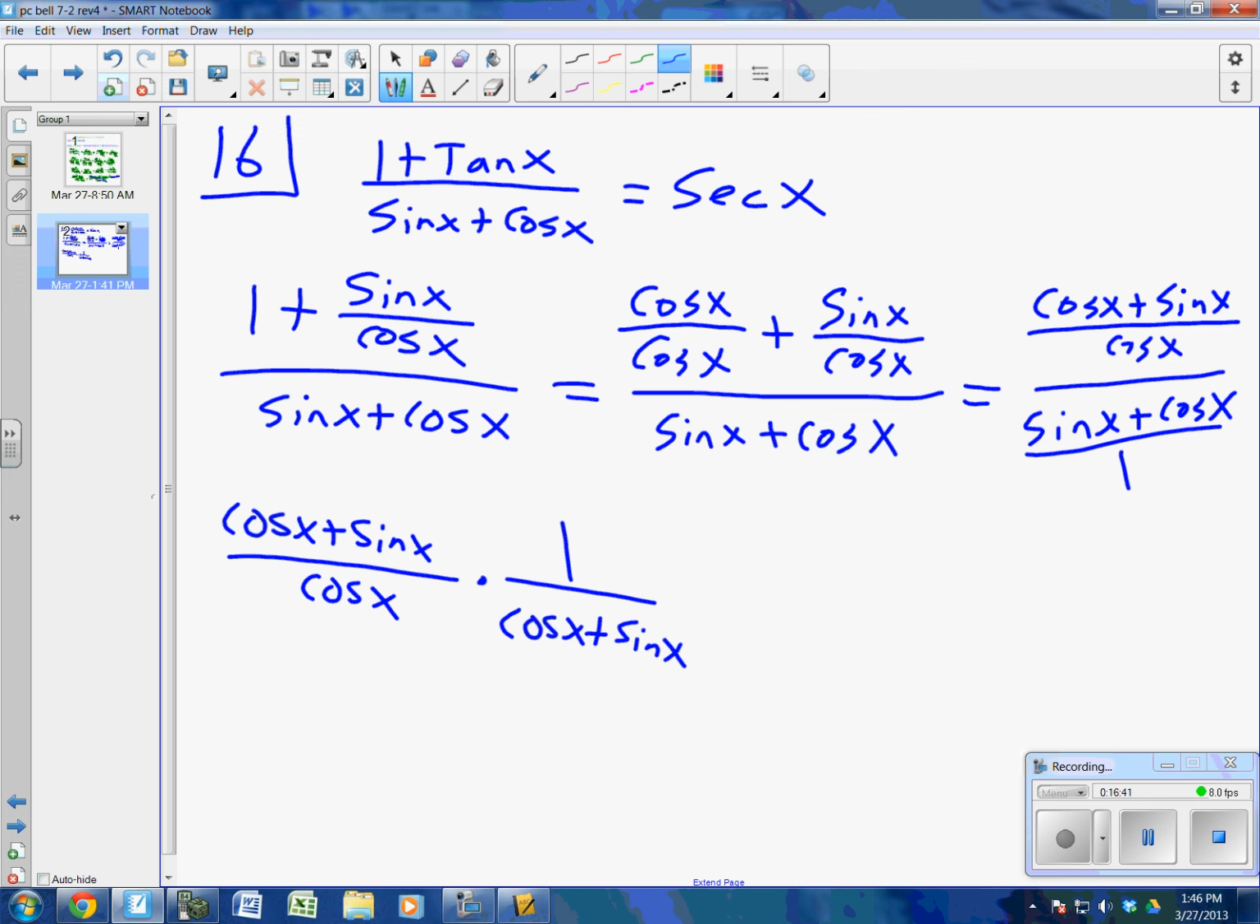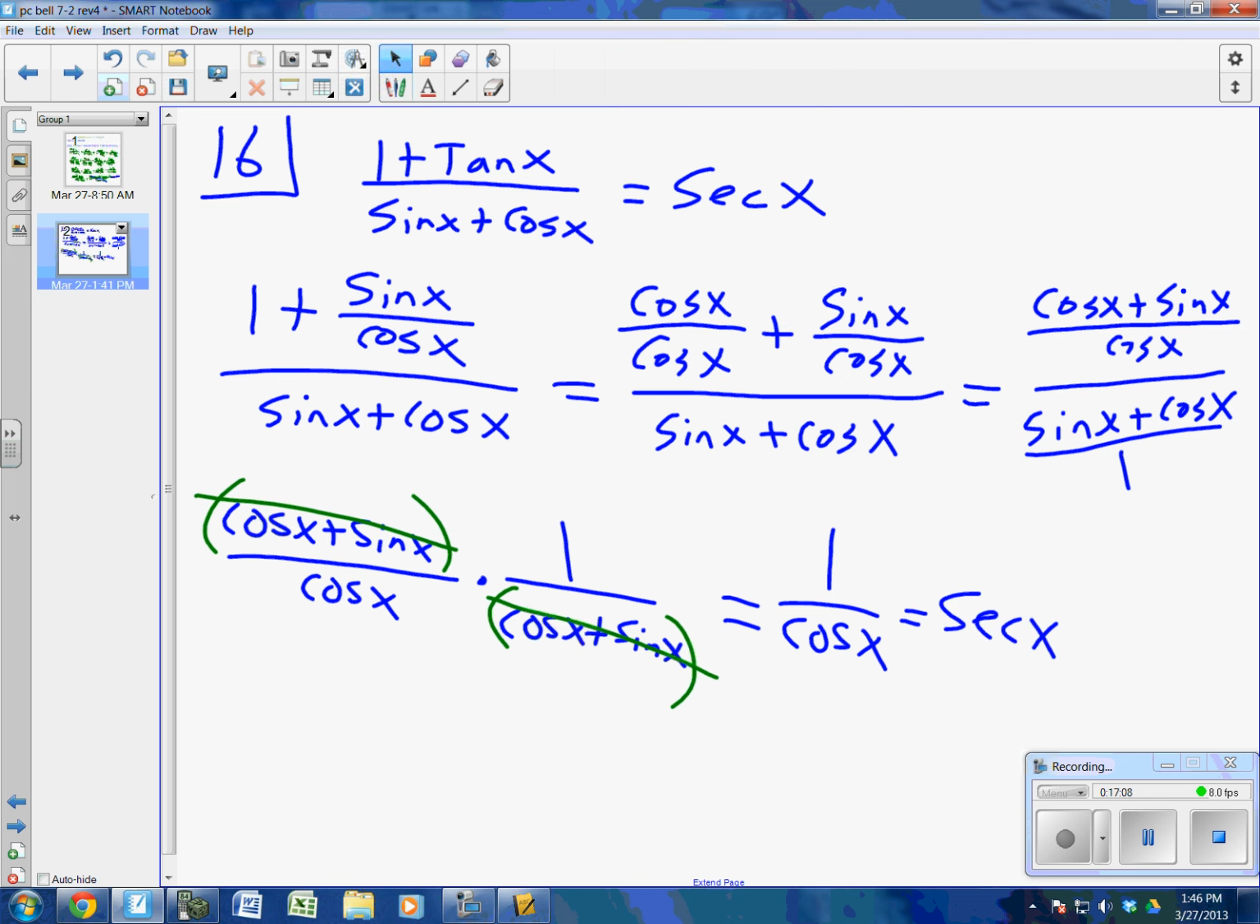So what happens here, you guys? What cancels? Yeah. You guys, these are whole factors again, right? That's one whole factor. That's one whole factor. They cancel. What are you left with? 1 over cosine of x, which is equal to what? Which is what our goal was to start with, right? That's what we wanted to end up with.